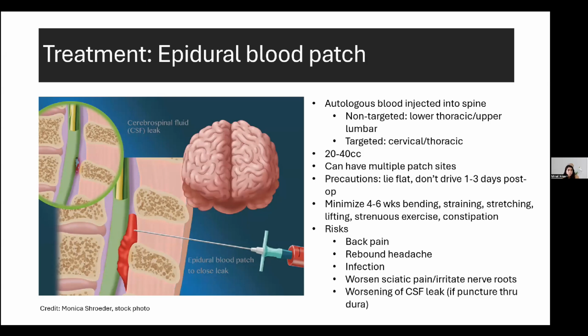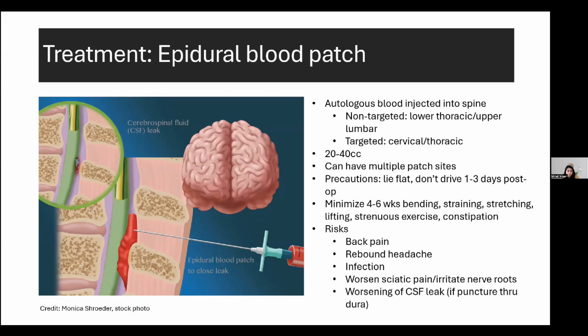Usually we'll inject about 20 to 40 cc's of blood into the spinal fluid space, or until the patient says that they have back pain. Once they report back pain, we will usually stop the injection. And so as you can see here, this is the injection area.